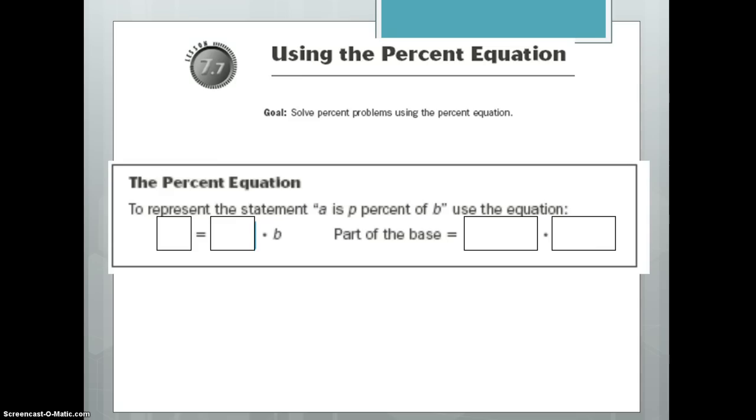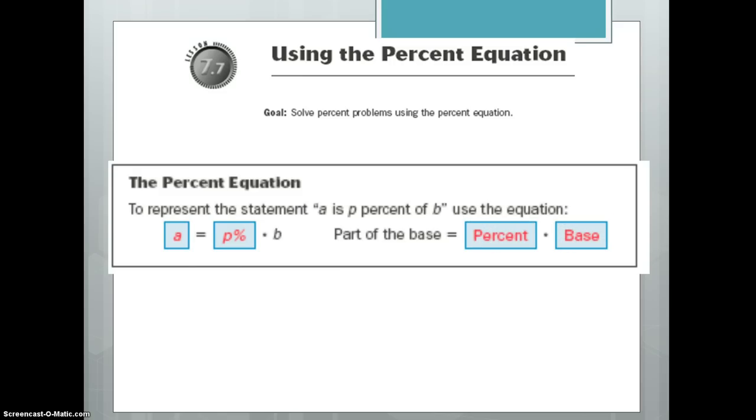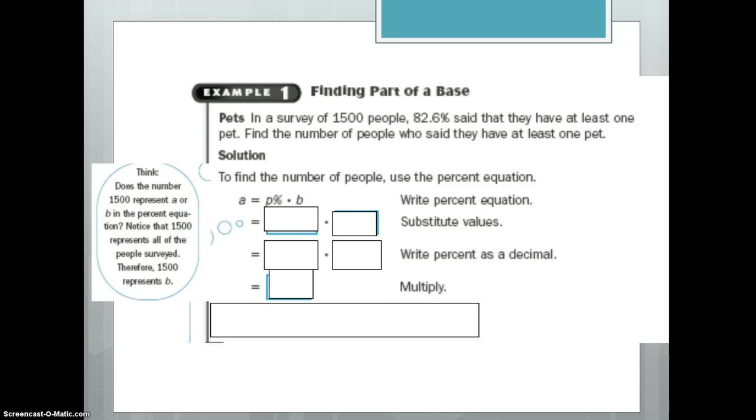The percent equation is used to represent the statement A is P percent of B. The equation is A equals P percent times B, which is part of the base equals the percent times the base. Let's talk about how to use that to find part of a base.